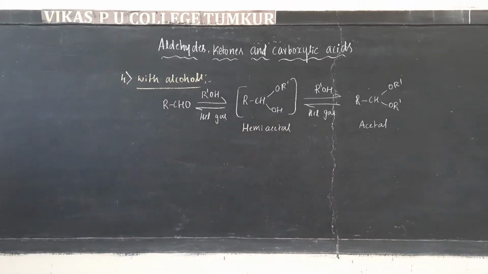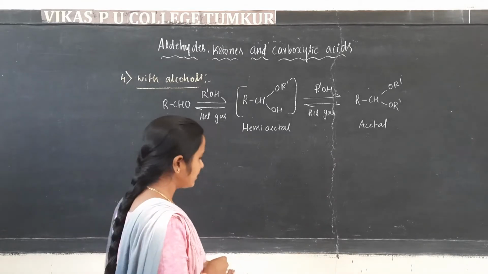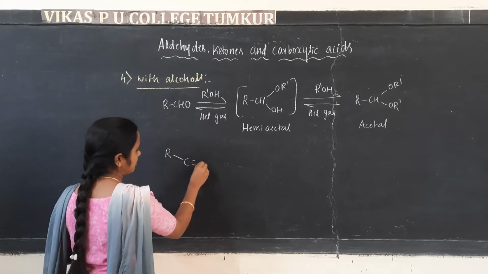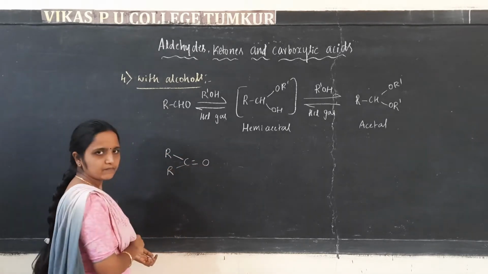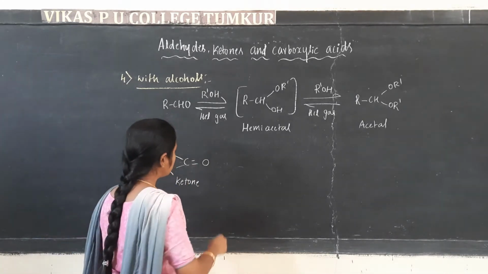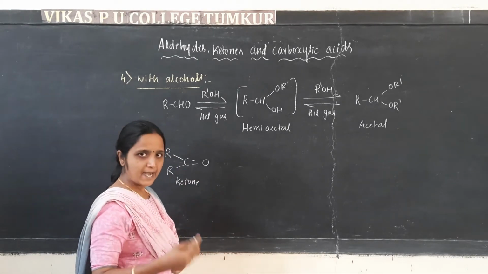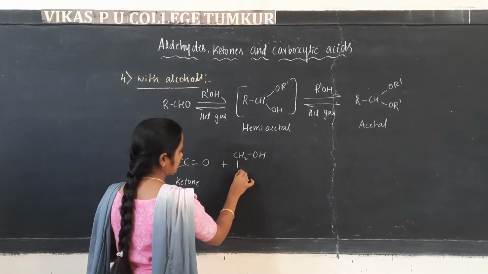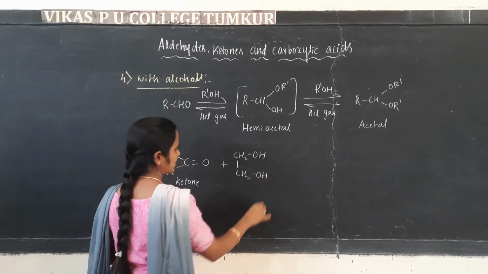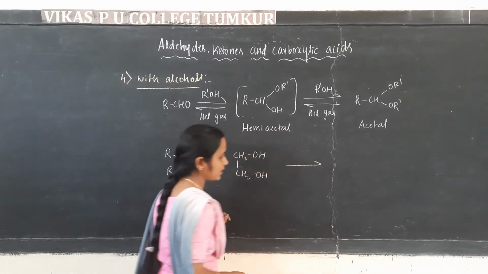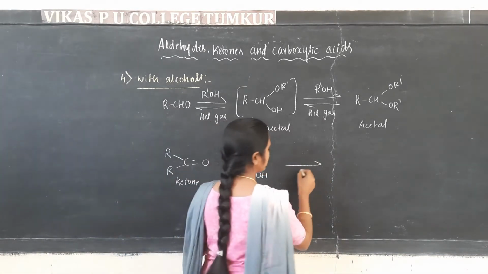When it comes to the dihydric alcohol, for example ethylene glycol, take a ketone, which can be written as R, C double bond O, R. This ketone reacts with a dihydric alcohol, for example ethylene glycol, CH2OH, CH2OH. Then the respective ketal is formed.